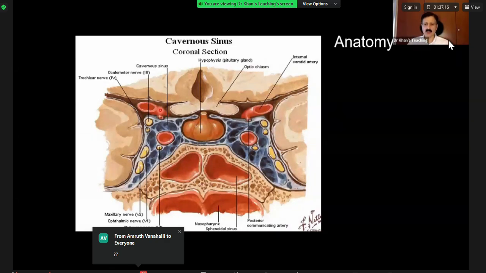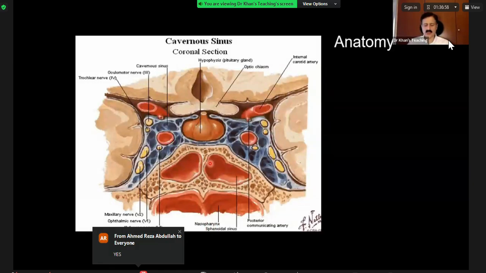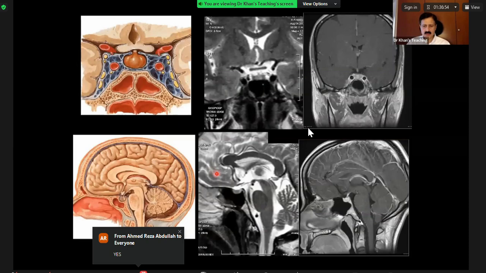So the examiner will put the mouse on some part of anatomy. What is this? What is this? What is this? Another point which I want to elaborate is that inferior to the pituitary gland is the sphenoid sinus. And a large pituitary macroadenoma which goes into the sphenoid sinus, that is also an exam case.